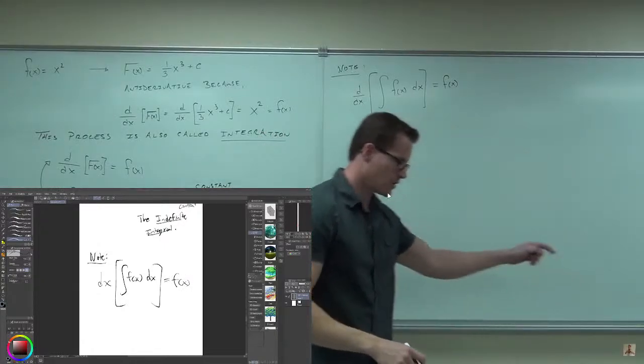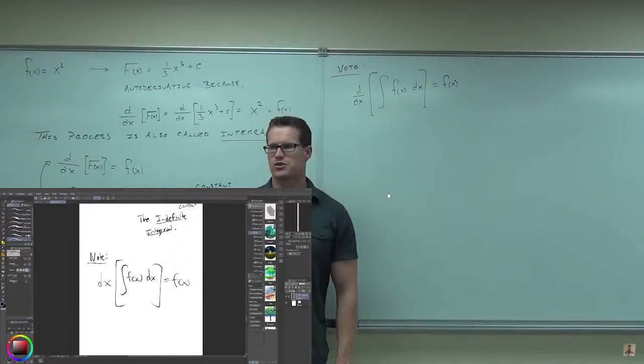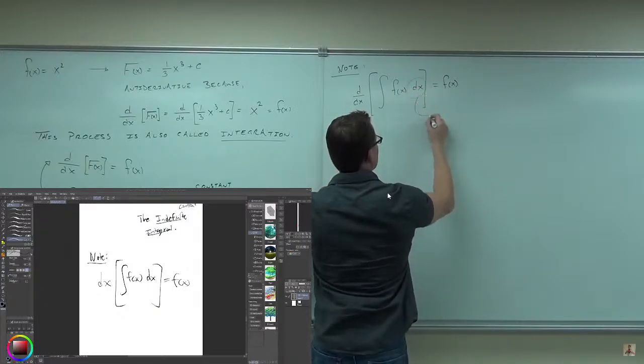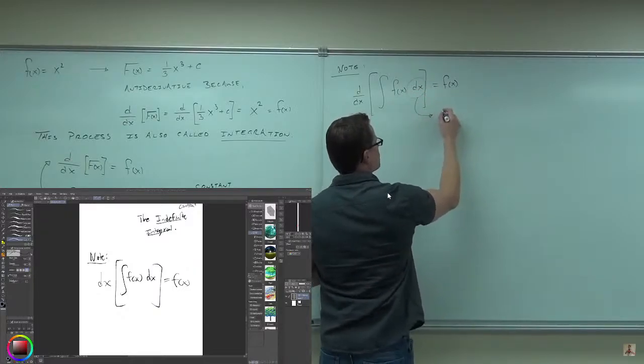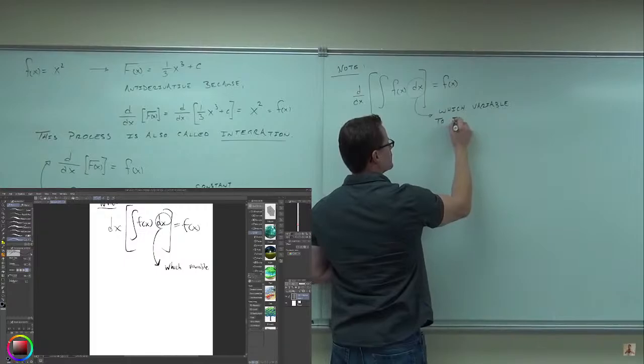That dx, I'll make the note right here. That dx tells you what variable we are integrating with respect to. So this right here says which variable to integrate.